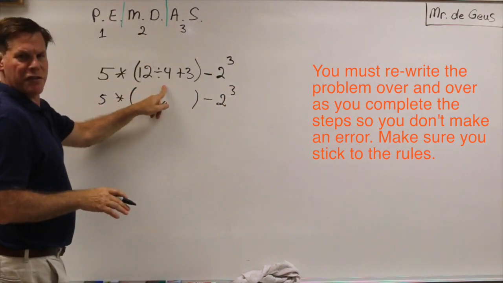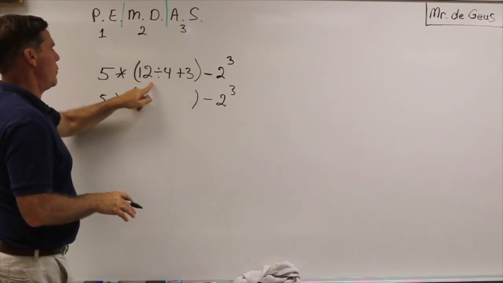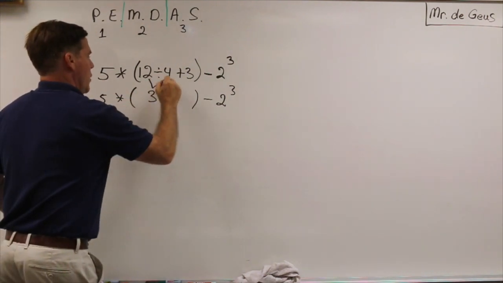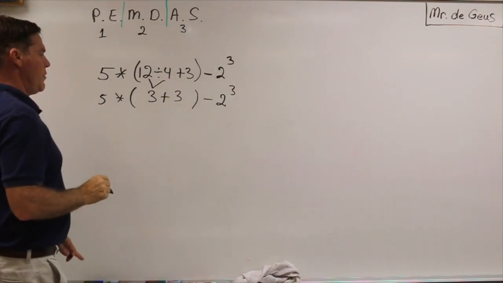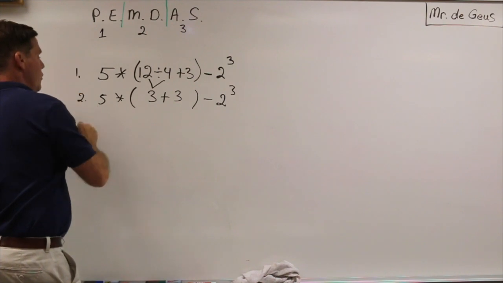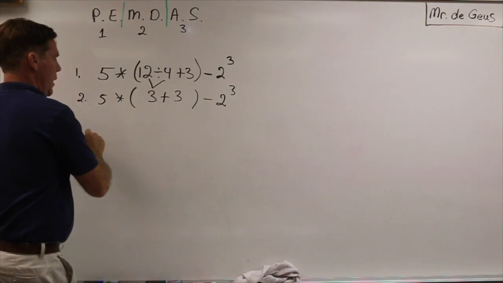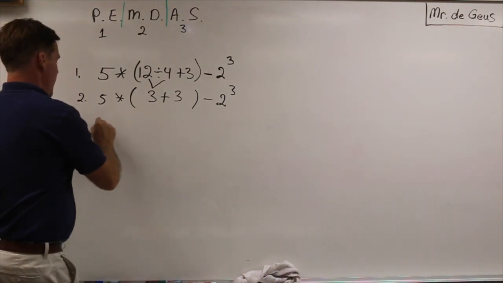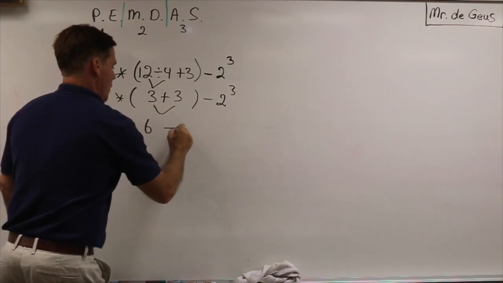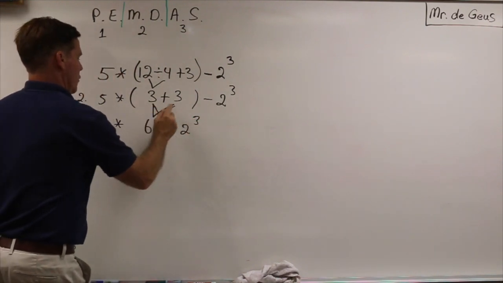I'm going to look at this and follow this same rule. There are no more parentheses inside here, but I do see a division, so I have to do that first. 12 divided by 4 gives me 3. So I'll keep that in my parentheses, and I rewrite the problem. I still have parentheses here, so I have to do that first. I'm going to rewrite this again as 5 times 3 plus 3 equals 6, minus 2 to the 3rd power. So there's my 6 right there.